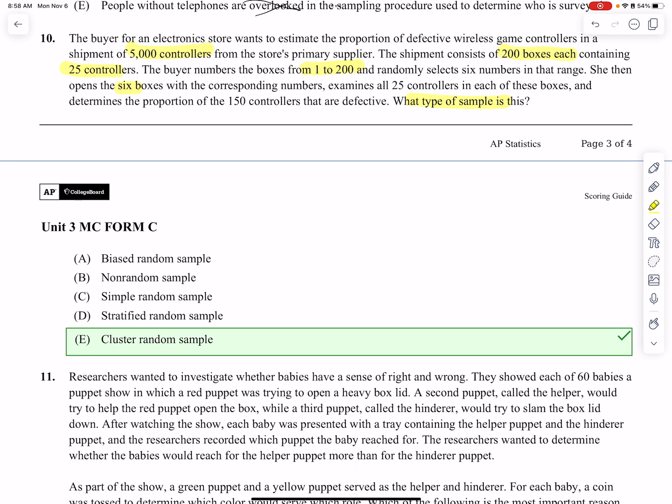This is a cluster because I have 200 boxes with 25 controllers, so every single box looks pretty much identical. Every single box has 25 controllers, so I'm literally just selecting one of them or two of them, or obviously, what they said, and I'm doing 6 boxes. I'm selecting 1, 2, 3, 4, 5, 6 boxes, and every single box, I'm selecting the whole thing.